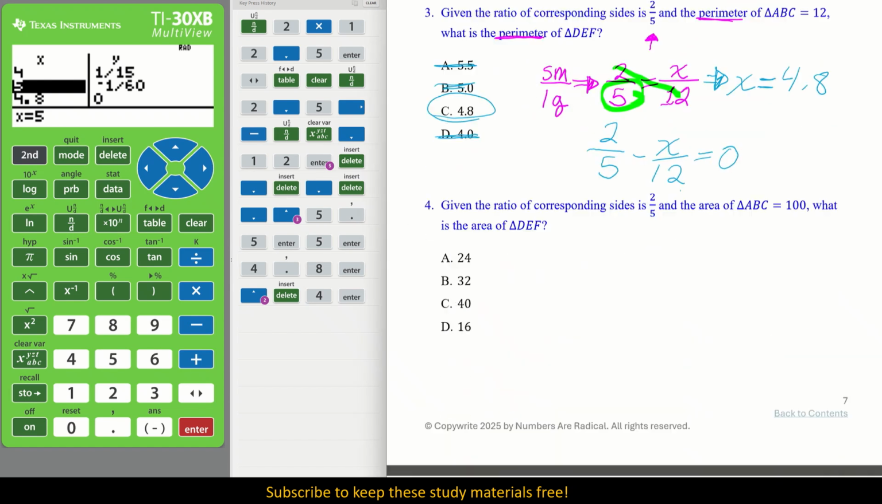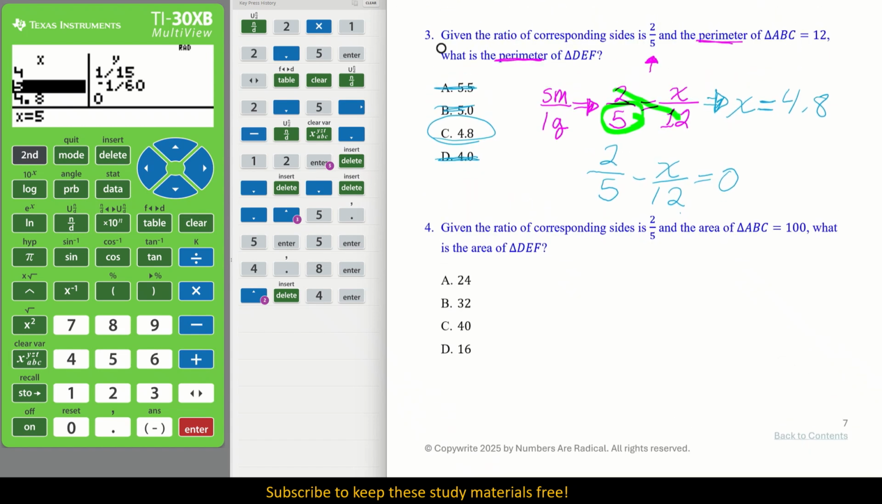Okay. All right. Now let's look at number 4. Given the ratio of corresponding sides is same ratio. Okay. And the area of ABC equals 100. What is the area of triangle DEF? Okay, this is area, and that means that our scale factor must be adjusted. Okay, an area is a square. That would be square inches, square feet.